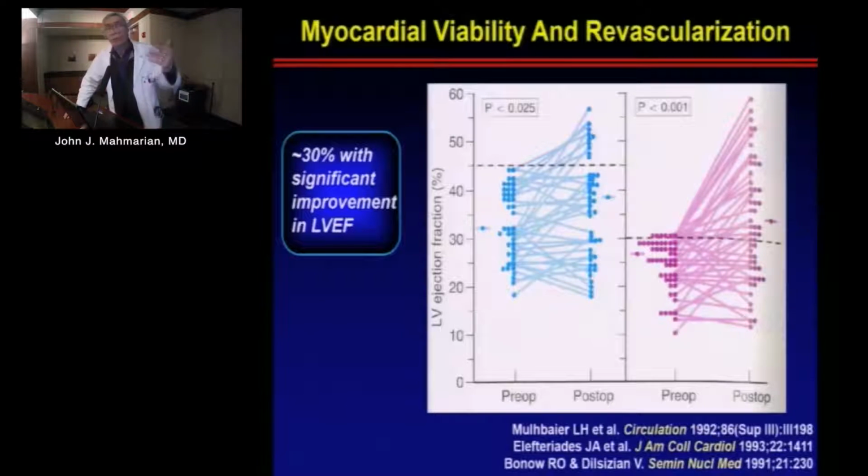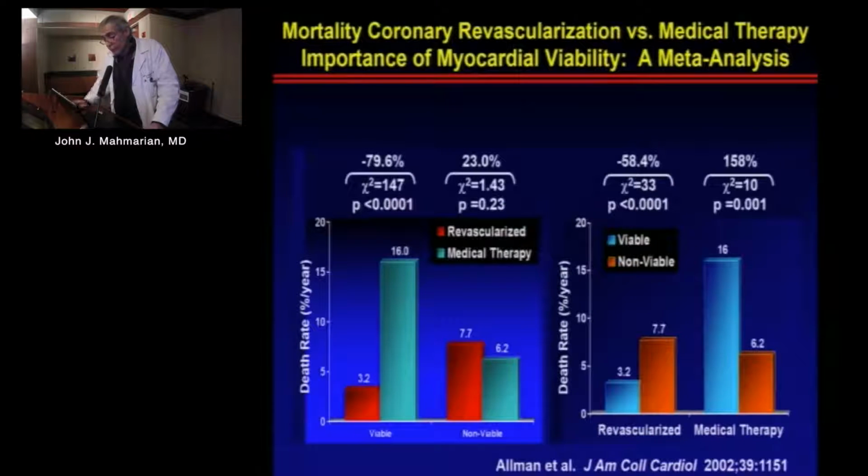So from that perspective, there actually is a rationale for the use of viability imaging to better decide who might improve their ejection fraction and actually who might have improved survival. And in fact, this is a nice little meta-analysis that was published back in 2002 by Dr. Allman, looking at many different techniques, including echocardiography as well as perfusion imaging, looking at patients who got revascularized or didn't get revascularized and whether they were viable or not.